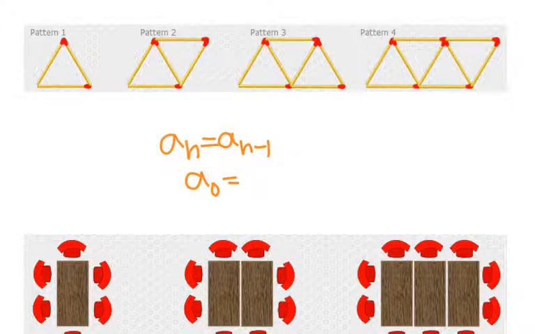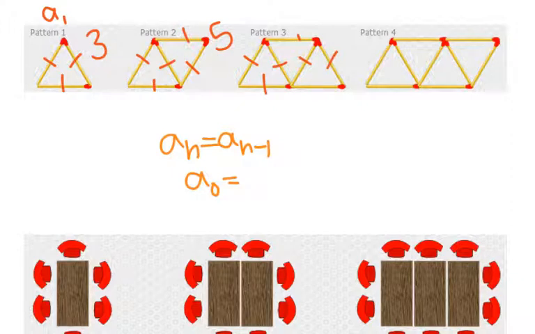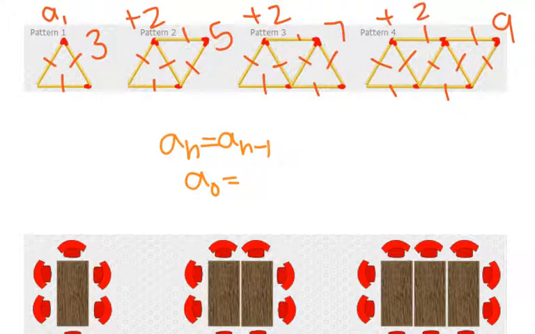So looking at the number of matchsticks. On the first term, we have 3 matchsticks. That's not our a sub 0, so don't put it right there. That would technically be our a sub 1. Then pattern 2, we have 1, 2, 3, 4, 5. Pattern 3, 1, 2, 3, 4, 5, 6, 7. Pattern 4, 1, 2, 3, 4, 5, 6, 7, 8, 9. Hopefully we see how we are growing. Our pattern is growing by 2. Our common difference is 2 each time.